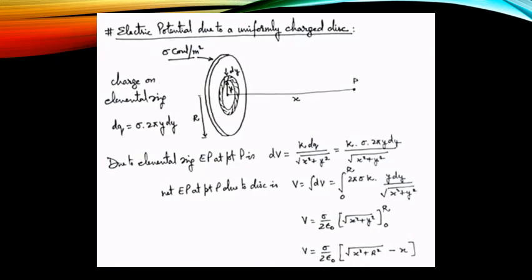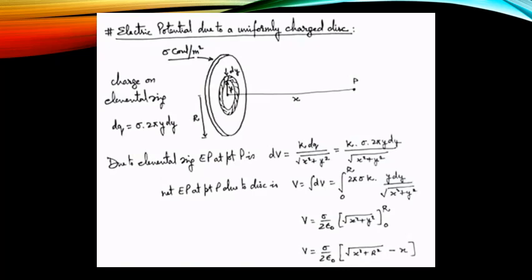In this example, we are finding out electric potential due to a uniformly charged disk. Let us assume that the surface charge density of the disk is sigma coulomb per meter square. In order to find out electric potential at point P due to this distribution, we consider an elemental ring of radius y and thickness dy as shown in the figure.